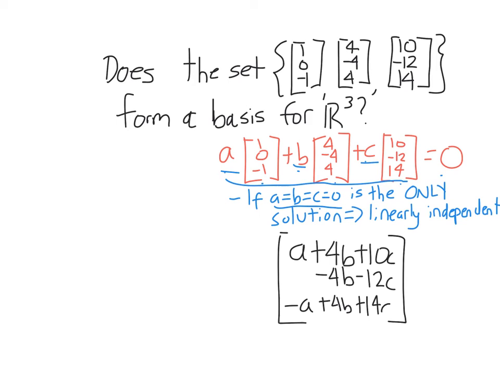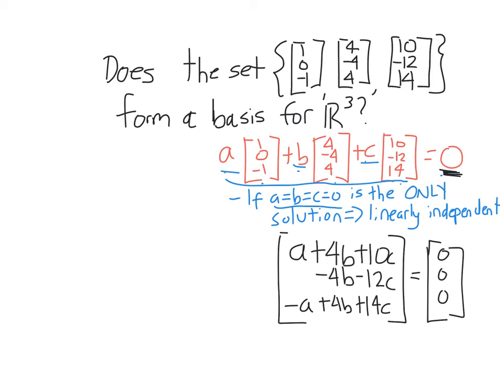I want to see what values of a, b, and c can make this equal to the 0 vector: 0, 0, 0. And I should have pointed out that by 0 here, I mean the 0 vector, the vector where all entries are 0. You can't have a set of vectors adding to a scalar. So, hopefully this is looking familiar.